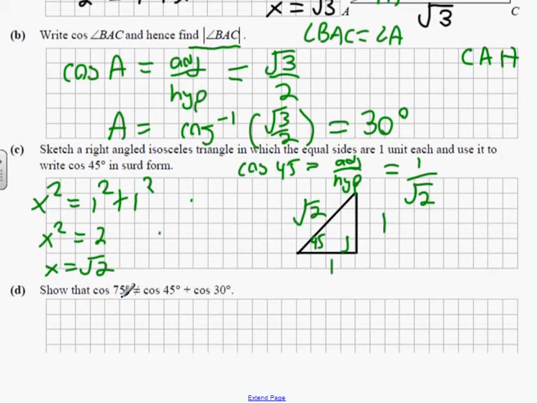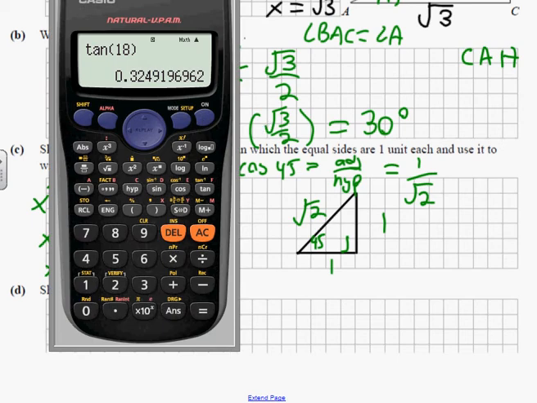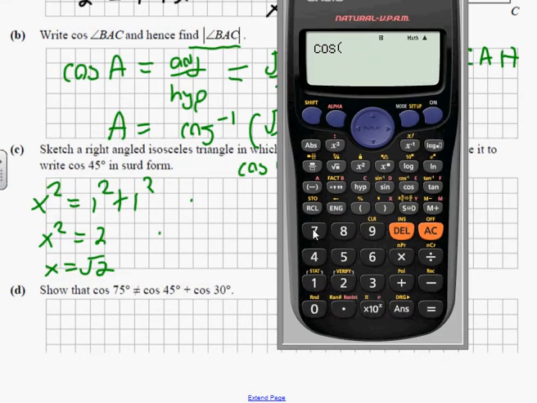Show that cos 75 is not equal to cos 45 plus cos 30. How would you do that? Everyone knows how to use a calculator, right? Cos 75. It's not cos inverse because it's an angle. You're not asked to find the angle. That's when you do cos inverse.